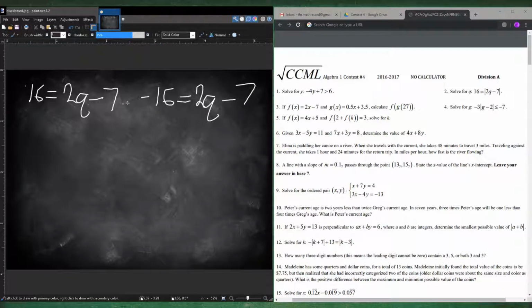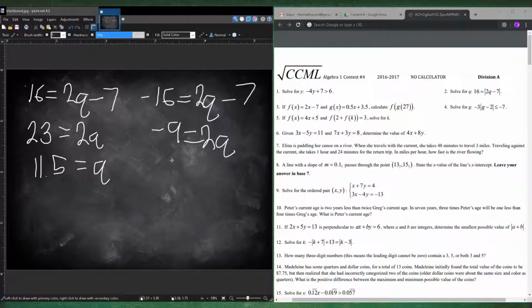And then solve the first one, so add 7 to that side, you get 23 is equal to 2q. Divide by 2, you get 11.5. For this one, add 7, you get negative 9 is equal to 2q. So q is equal to negative 4.5. So the answer is 11.5 or negative 4.5.